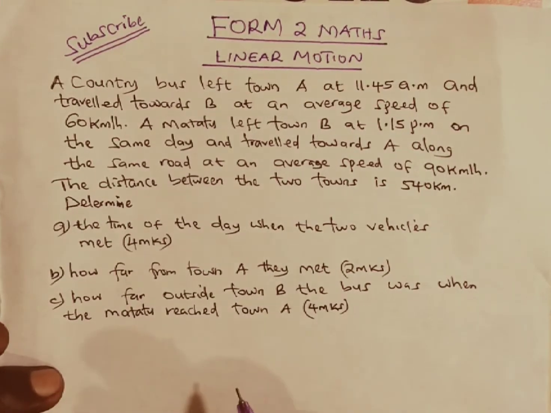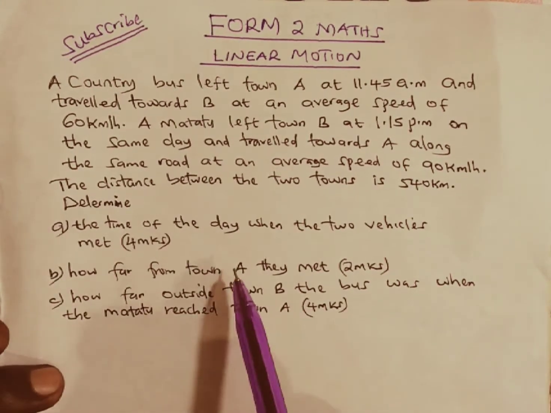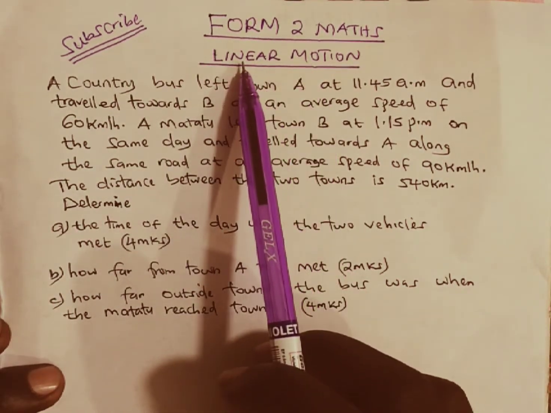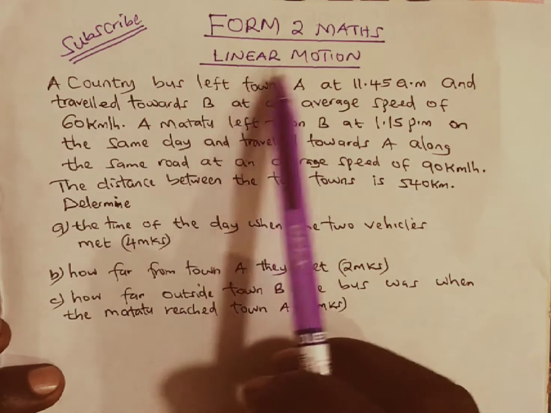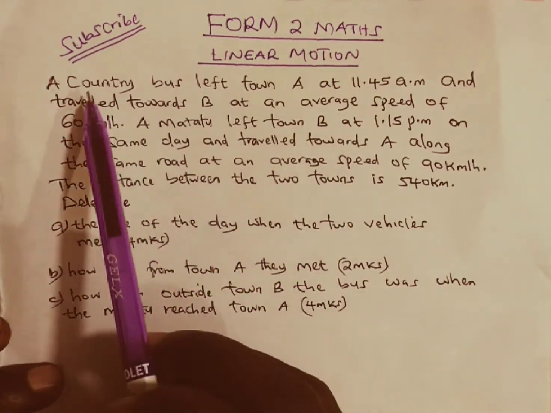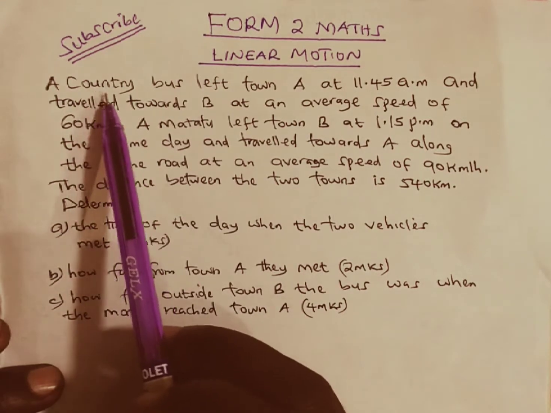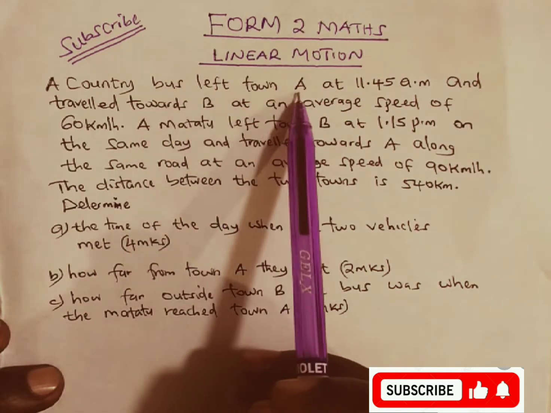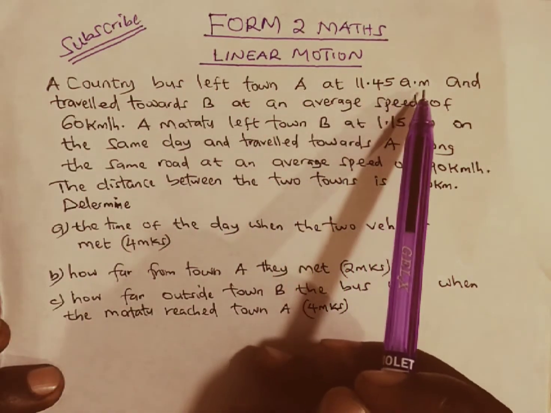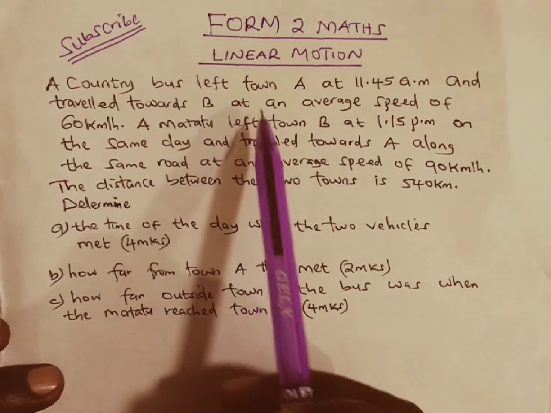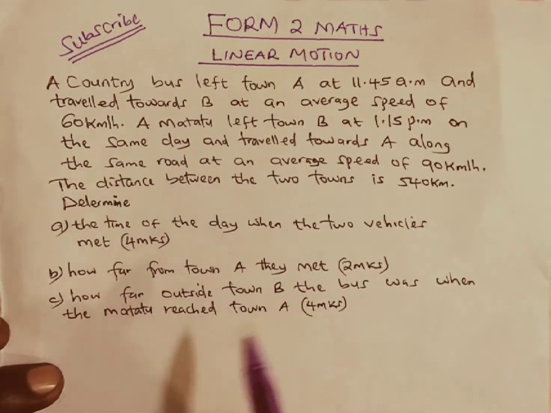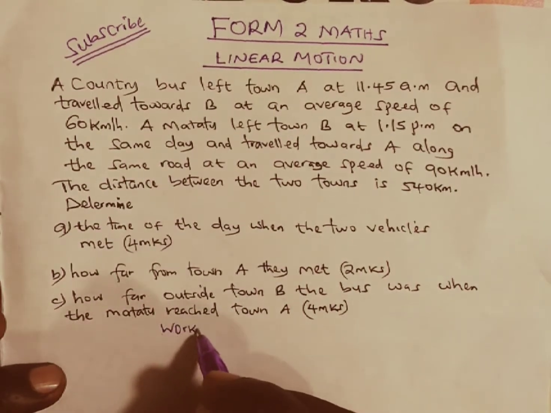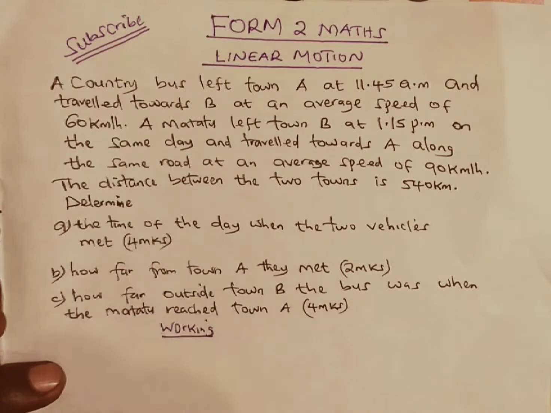Welcome to today's lesson. Today we are going to look at Form 2 Mathematics under the topic linear motion, and we know that linear motion is movement along a straight line. Let us look at this question together, and the question reads, a country bus left town A at 11:45 am and traveled towards B at an average speed of 60 kilometers per hour. So let us look at the working to this question as we read it together.